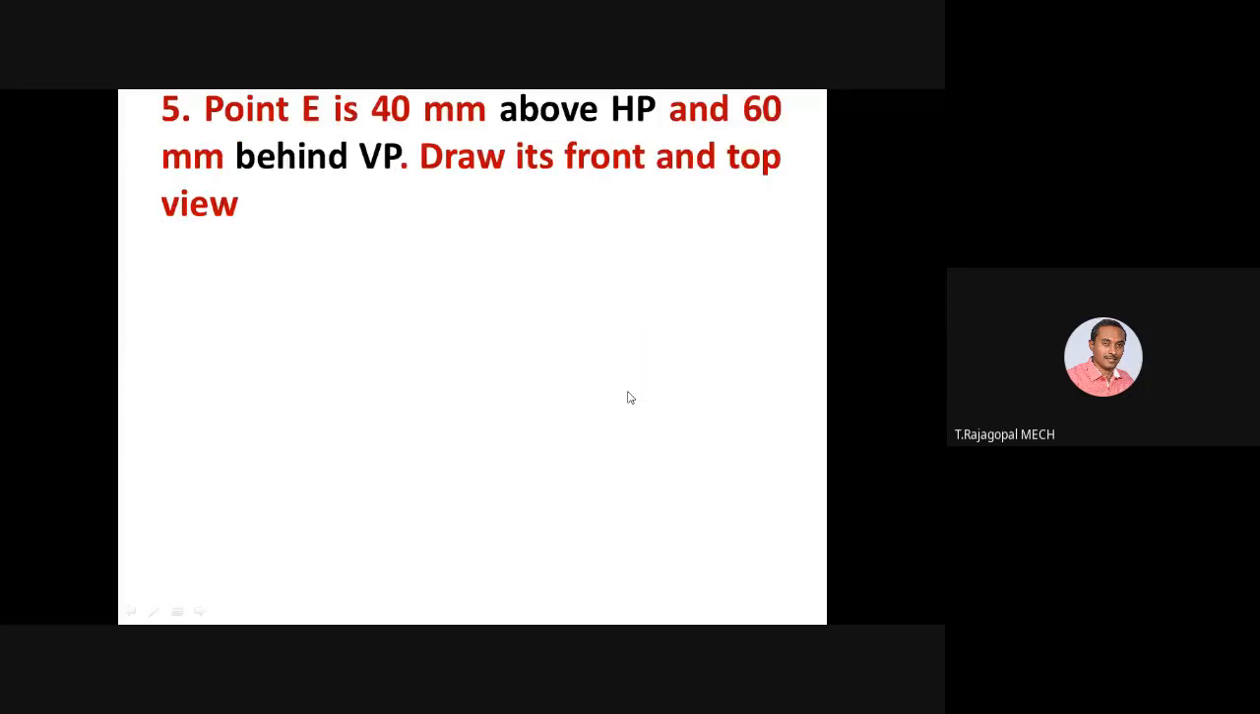Above HP, behind VP. So we moved away from the first angle of projection, or first quadrant. Above and behind is the second quadrant. How can we check this point? The observer is standing here, that's why this is behind VP. So it is behind VP, and you have to fix this point. It can be moved anywhere else in this quadrant.